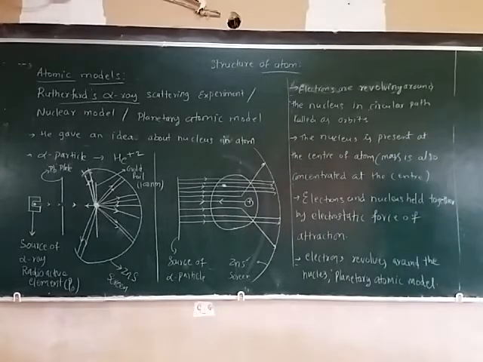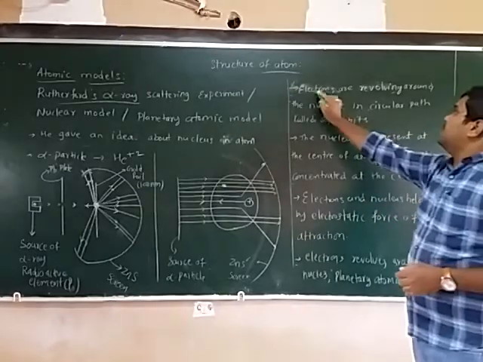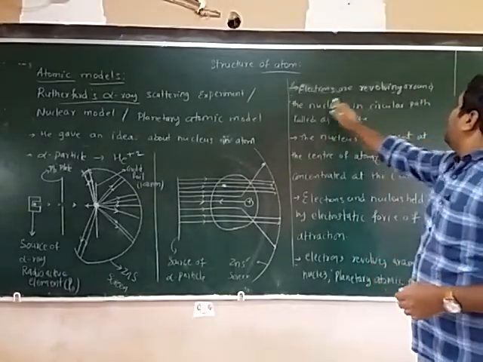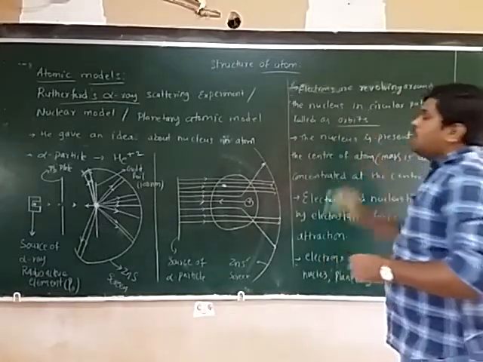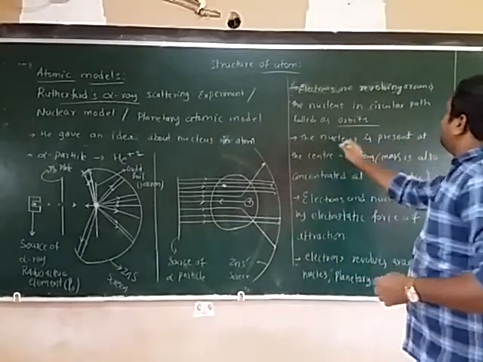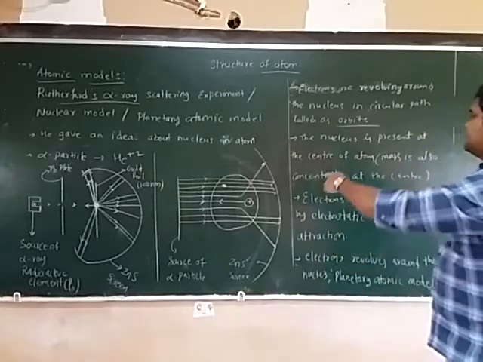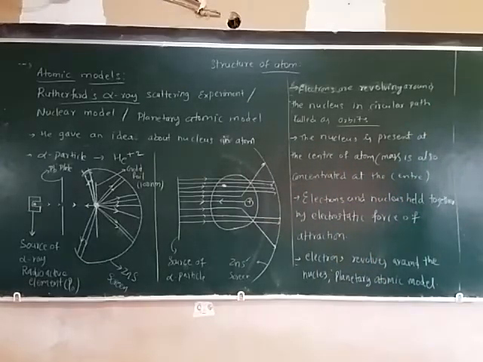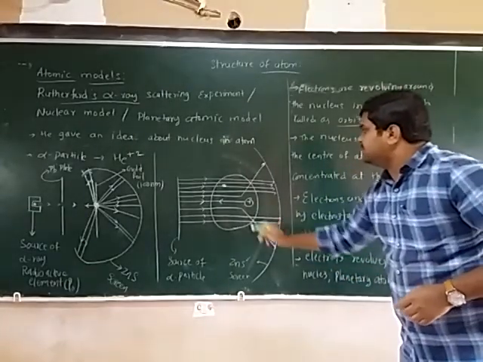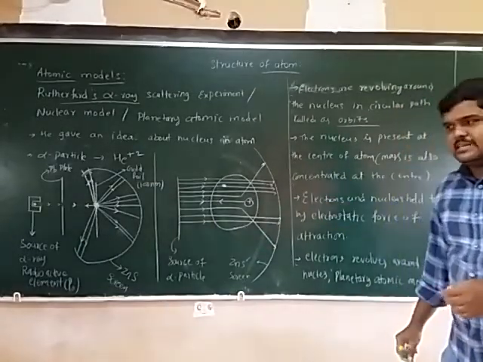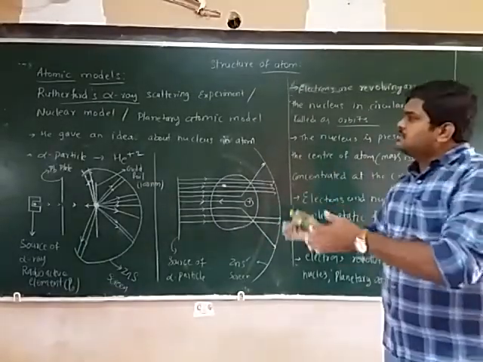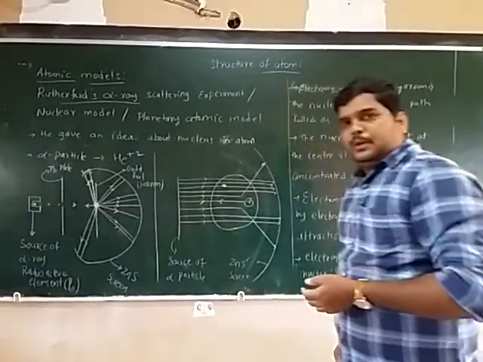So here are a few more points we can discuss. Electrons are revolving around the nucleus in circular paths. They are called orbits. The nucleus is present at the center of the atom, where the mass is also concentrated. So that's why we call this the nuclear model.